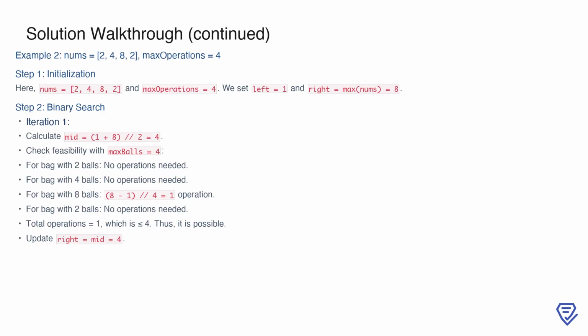To determine if this limit is feasible, we calculate the operations needed for each bag. The first bag with 2 balls and the second bag with 4 balls require no operations since they already meet the limit. The third bag with 8 balls requires 1 operation to divide it into parts of size 4. The fourth bag with 2 balls requires no operations. The total operations needed are 1, which is within the allowed 4 operations. Thus, the limit of 4 is feasible, and we update the upper bound, right, to 4.